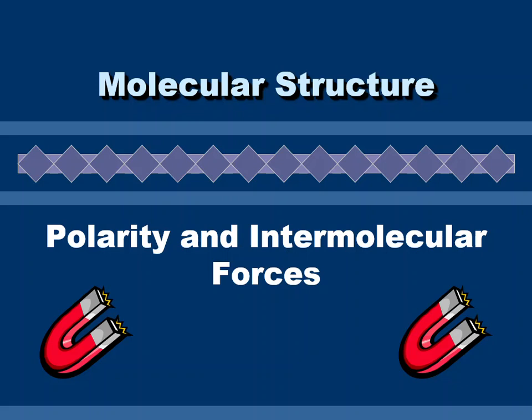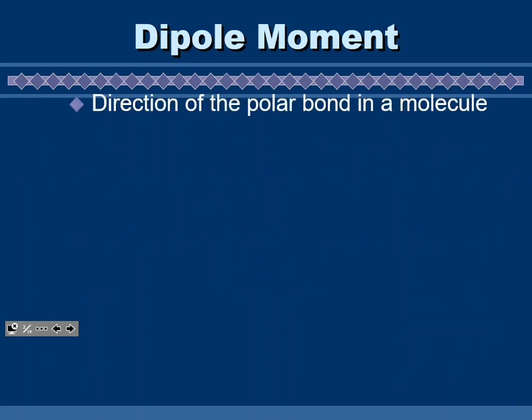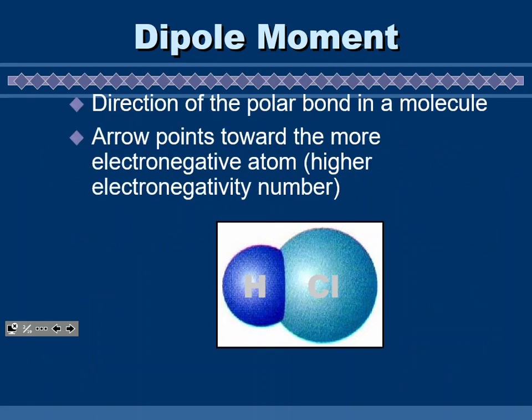Very, very important here is that you can identify the shape so that you can identify the polarity and then eventually get to the intermolecular force. Okay? So just to remember here, the direction of the polar bond in a molecule points towards the more electronegative element. That's called a dipole moment.